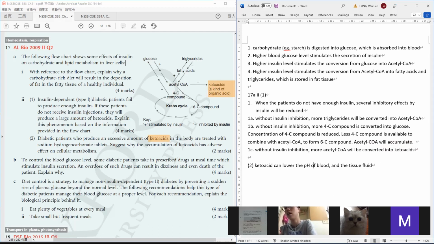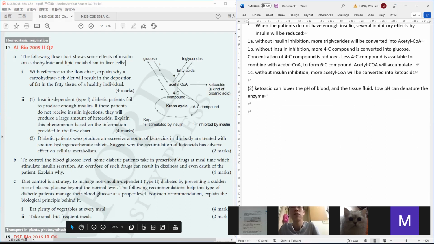What happened then? With this lowering, low pH can denature the enzyme, so the cell cannot function well. This is a problem.